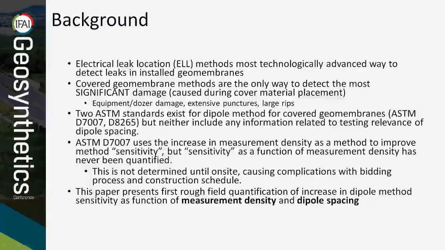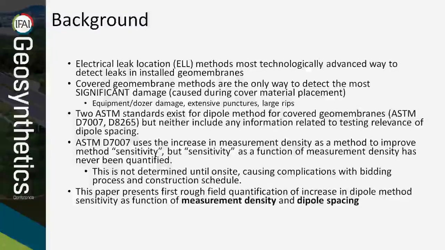This would be the kind of damage that's caused during cover material placement directly from the equipment or the dozer, also due to punctures occurring before or after cover material placement. There's two ASTM standards for covered geomembrane testing, but neither of them includes any information about the testing relevance of the dipole spacing. ASTM D7007 uses an increase in measurement density to improve the, quote, sensitivity of the testing method, but it's never been quantified before.